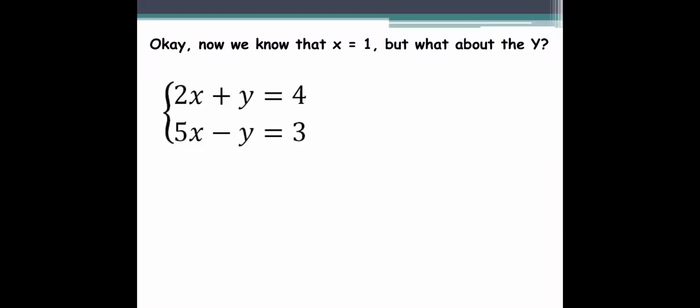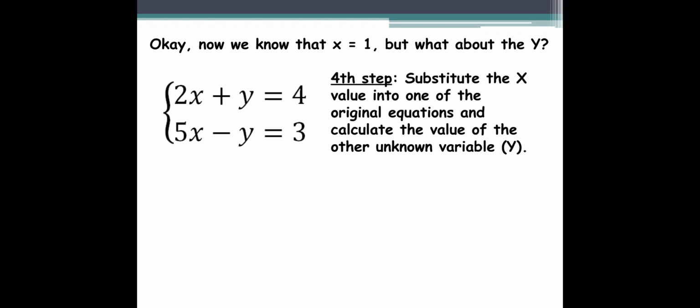Okay, now we know that x equals 1, but what about the y? We need to find the value of the unknown y. So again, we see here the two equations from the beginning: 2x plus y equals 4 and 5x minus y equals 3. This is our system of equations. The fourth step will be to substitute the x value into one of the original equations and calculate the value of the other unknown variable, which is y.